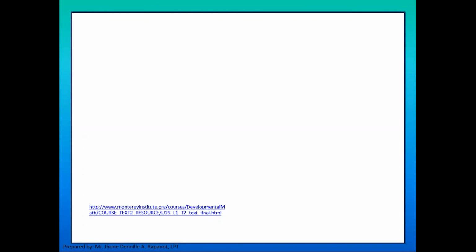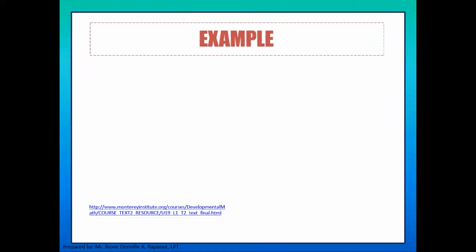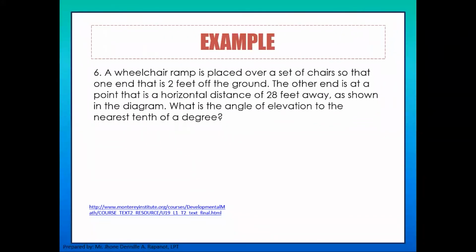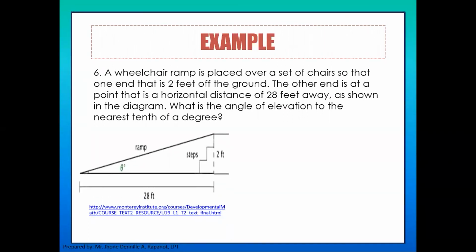Now let's have example number 6. A wheelchair ramp is placed over a set of chairs so that one end is 2 feet off the ground. The other end is at a point that is a horizontal distance of 28 feet away as shown in the diagram. What is the angle of elevation to the nearest tenth of a degree? So here's the illustration of this particular problem. This is how we visualize it.